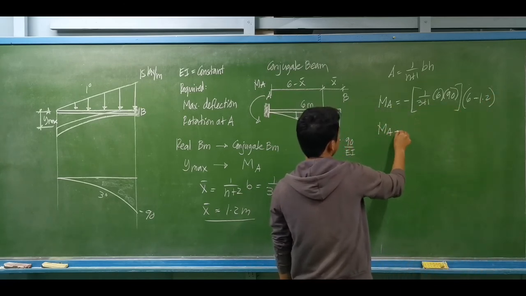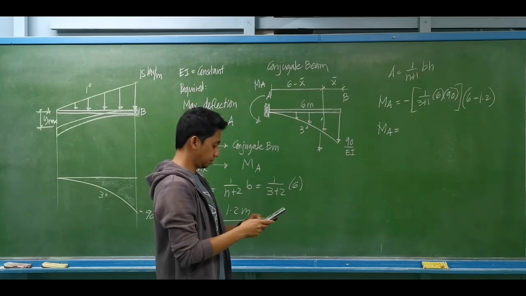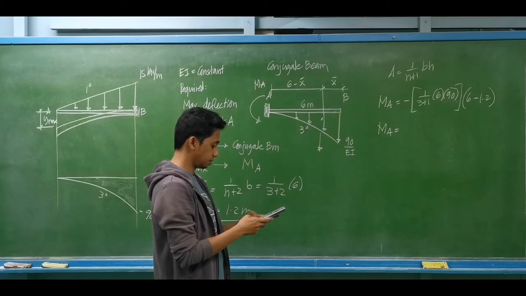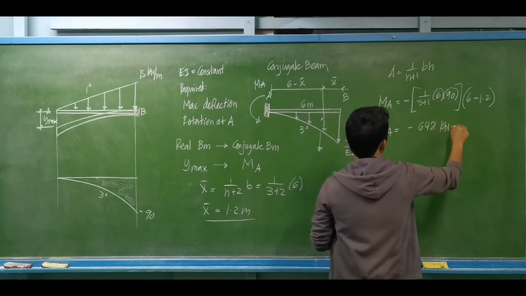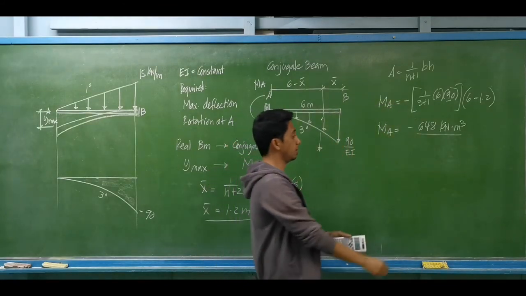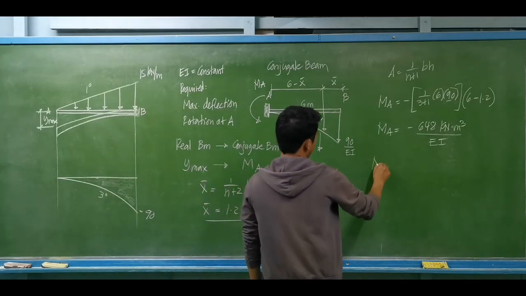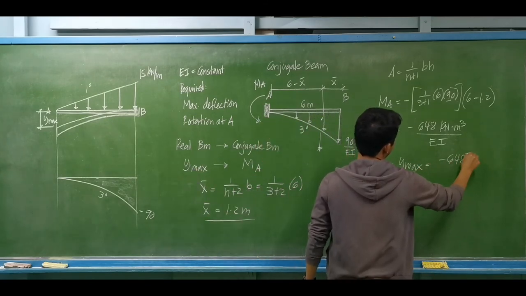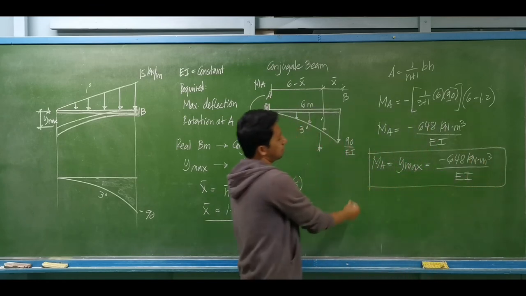So what will be the value of the moment about point A? This will be equal to negative 648 kilonewton meter cube. Take note, this is kilonewton meter times meter times meter, so kilonewton meter cube. Everything is divided by EI. So again, the moment about point A on this conjugate beam is the same as the maximum deflection on the real beam, which is equal to negative 648 kilonewton meter cube, divided by EI. So this is our solution for the computation of the maximum deflection.